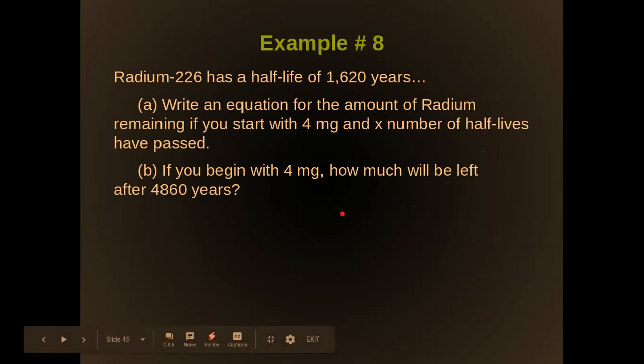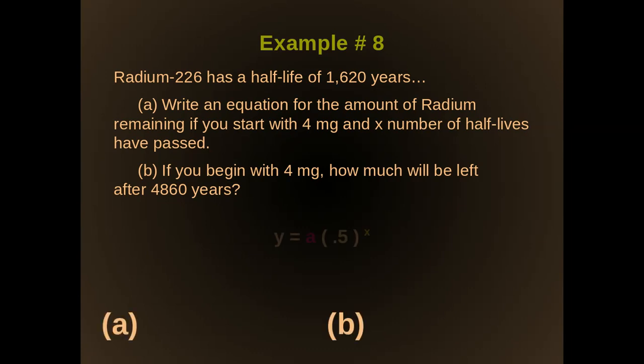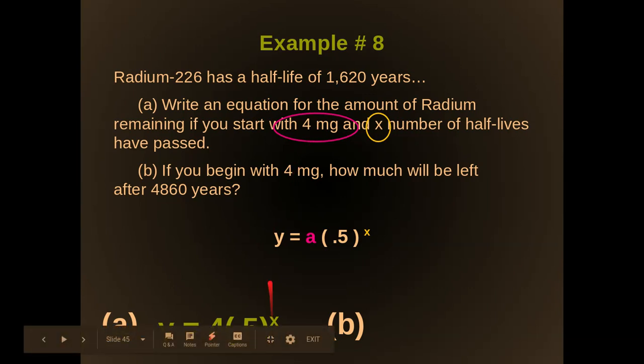Finally, radium-226 has a half-life of 1620 years. Half-life can vary wildly from element to element and substance to substance. So it starts with write an equation for the amount of radium remaining if you start with 4 milligrams and X number of half-lives have passed. So we're starting with 4, and we don't know the number of half-life time periods. So that first equation is just 4 times 0.5 to the x.